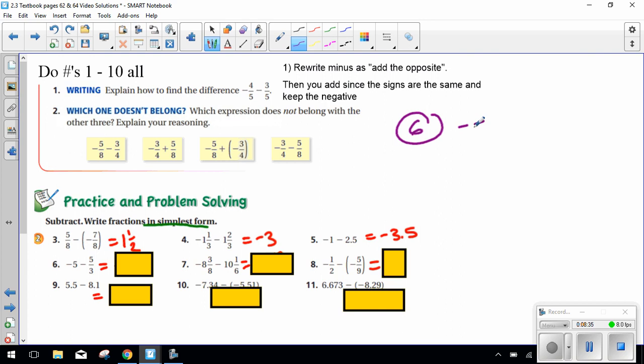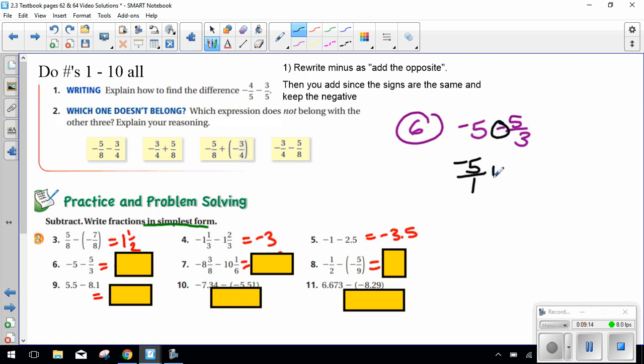Okay, for number 6, we have negative 5 minus 5/3. So with questions like this, what you can do is make this integer a fraction, which is usually the easier way to go, or make this fraction a decimal. Now, I warn you, the only way that will work is if this is a terminating decimal. If it's repeating, you can't write a repeating decimal and add and subtract from it. So if it's repeating, you must use fractions and not decimals. So I'm going to use fractions.